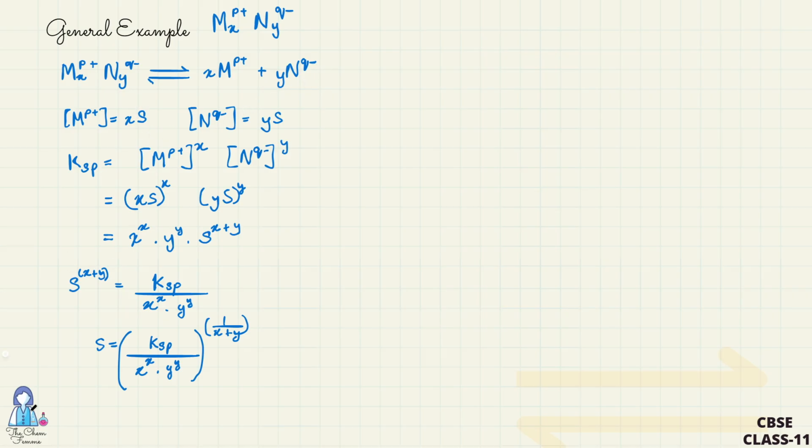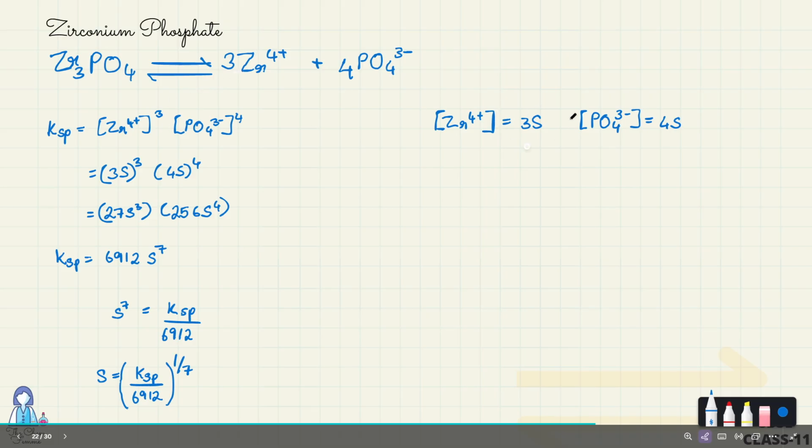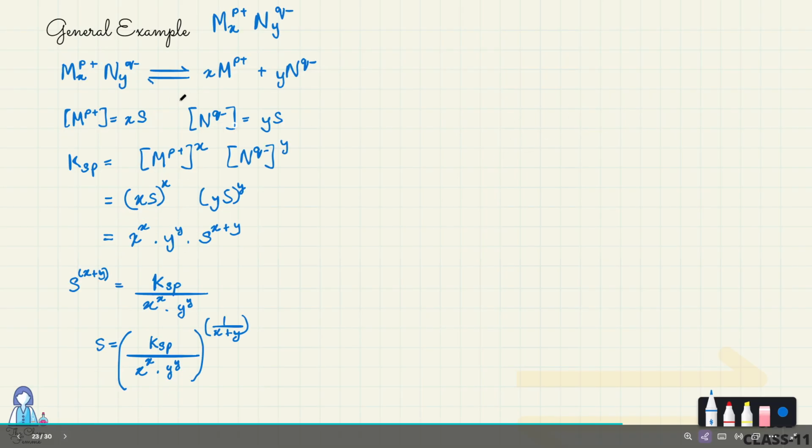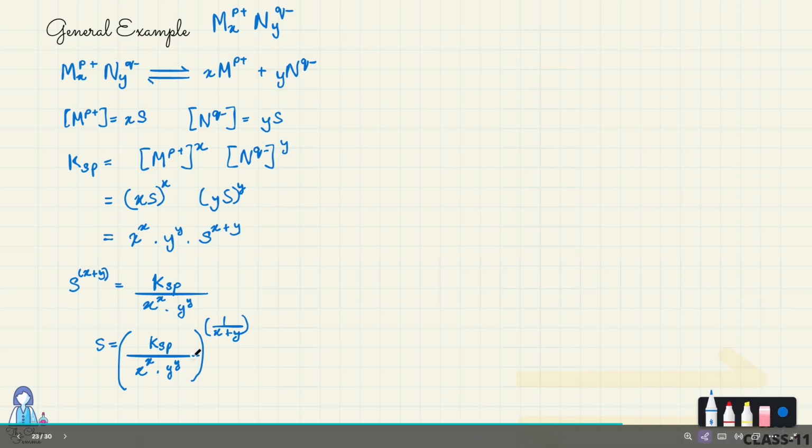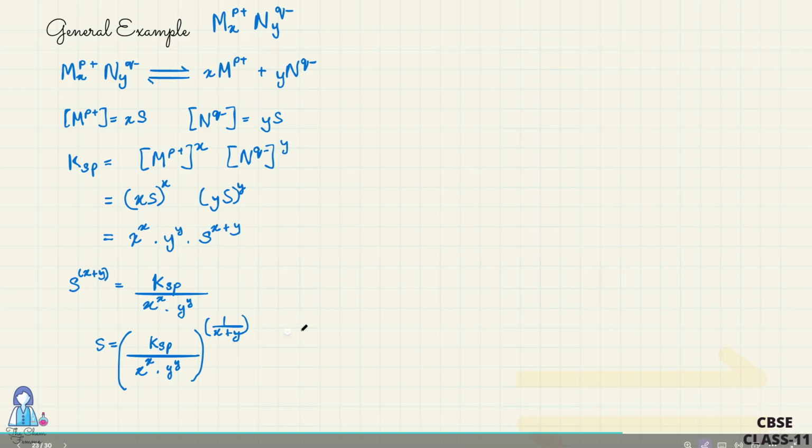Now, the same thing as what we did for zirconium, where we had 3s, is the same thing we're doing over here. So we'll have x number of ions into s, y number of y into s. So KSP equals the concentration of these to the power of x and y respectively. Then we're simplifying the equation and solving for S. So S equals KSP divided by x to the power x, y to the power y, into 1 divided by x plus y.